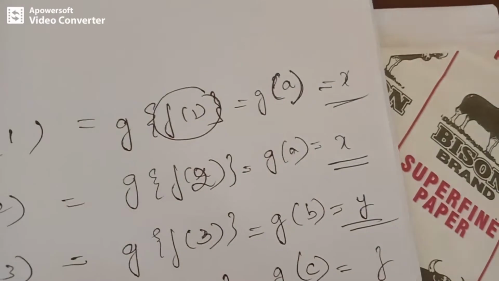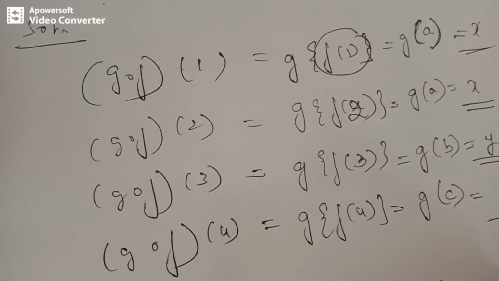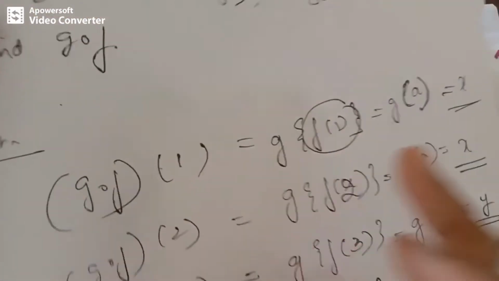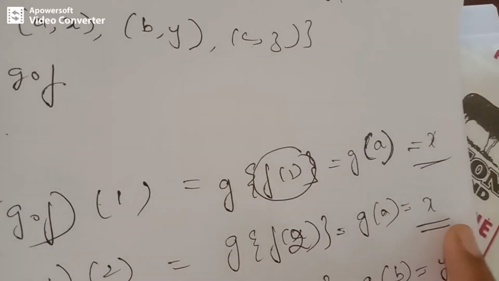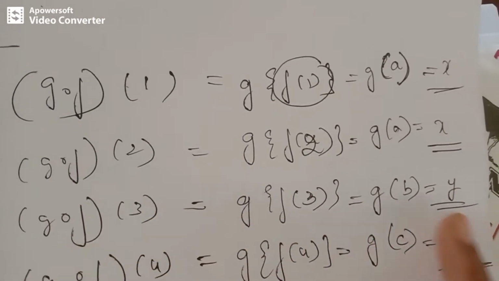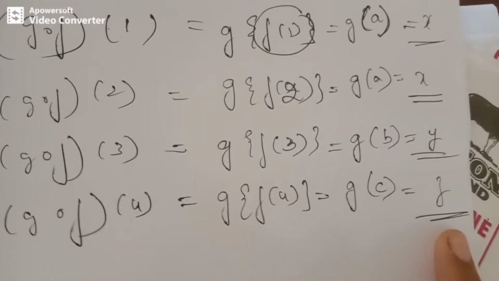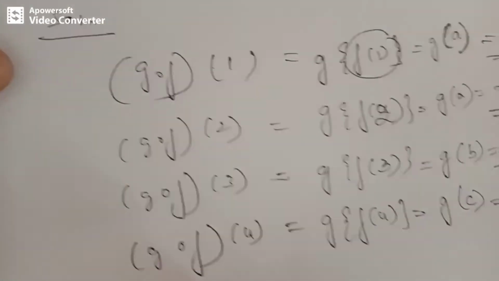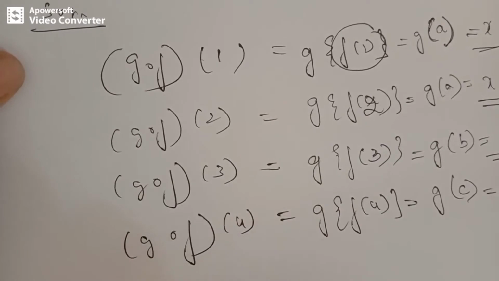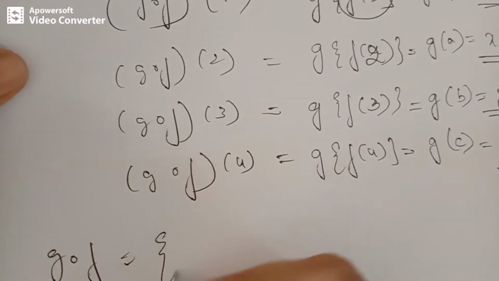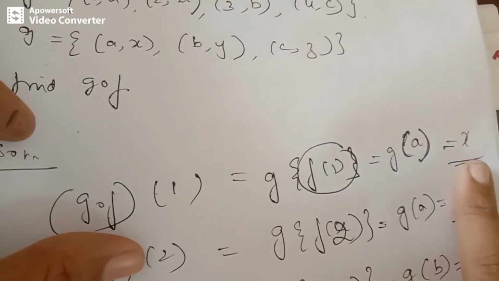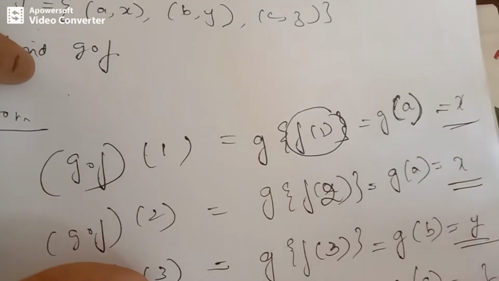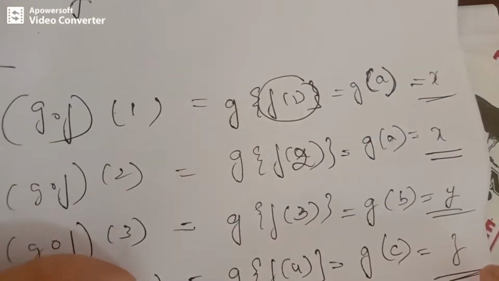So now we have to complete our concept of g composite f. That is, we need to include all these elements. 1 is mapped to X, 2 is mapped to X, 3 is mapped to Y, 4 is mapped to Z. So we need to write it as ordered pairs. So what is g composite f finally? It is nothing but the ordered pairs (1, X), likewise (2, X), (3, Y) and (4, Z).